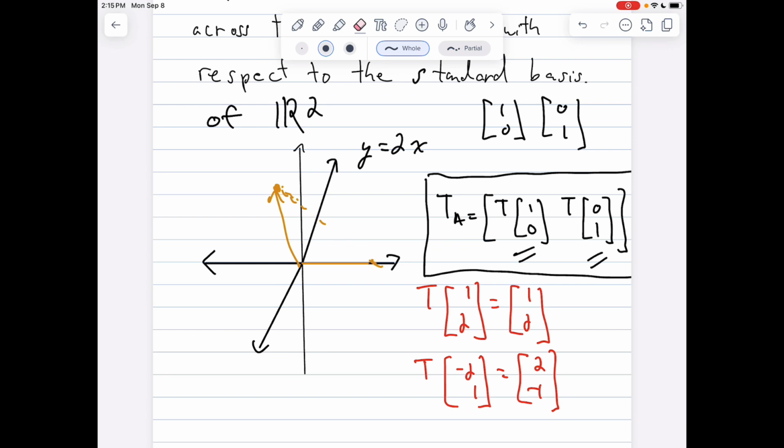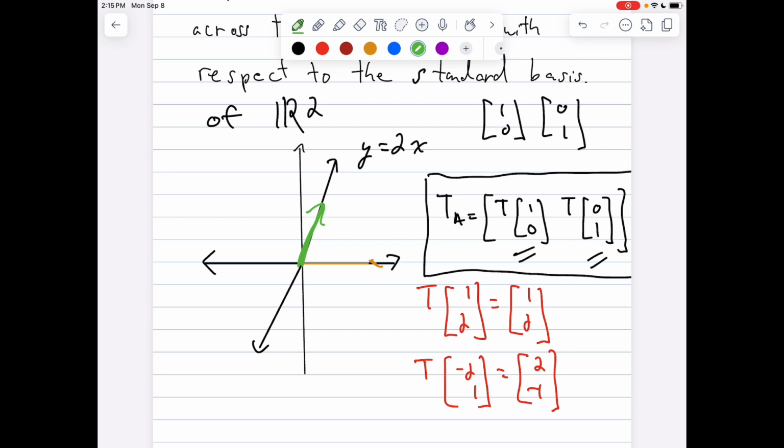I have two images of two vectors here. I have T of (1, 2), which is (1, 2), and the idea behind that is as follows. If you take the vector (1, 2) and reflect it across the line y equals 2x, it's going to be on the line again. The vector (1, 2) is on the line itself: when x is 1, y is 2. When you reflect something that's on a line across a line, it's still on the line. So we have (1, 2).